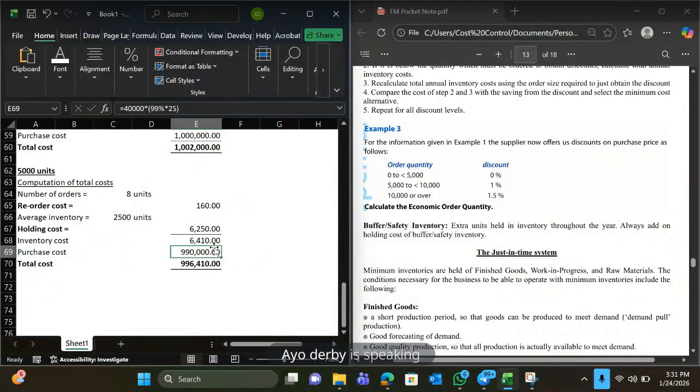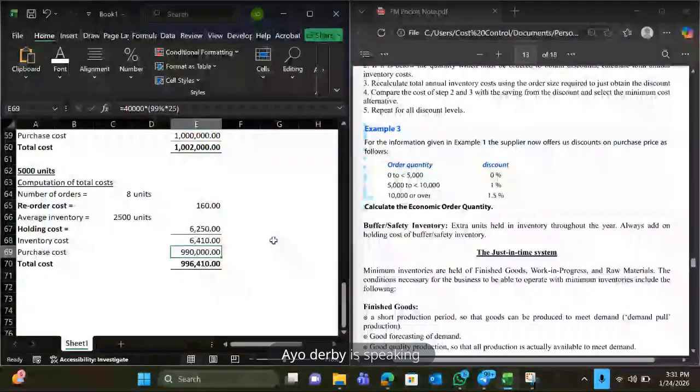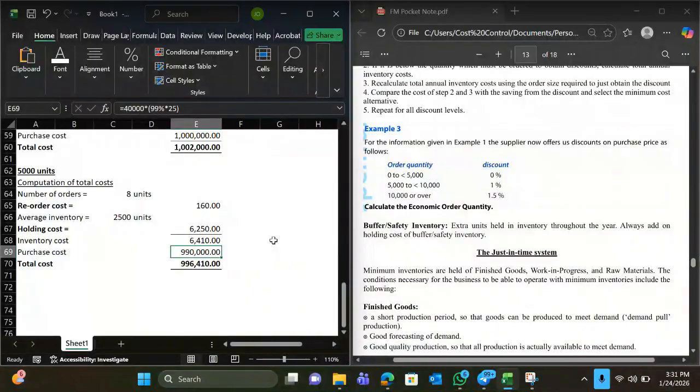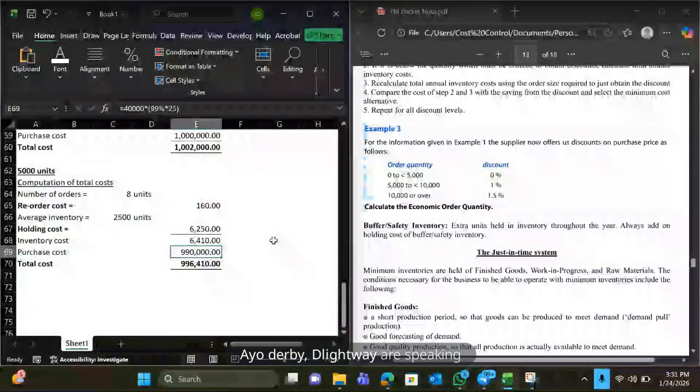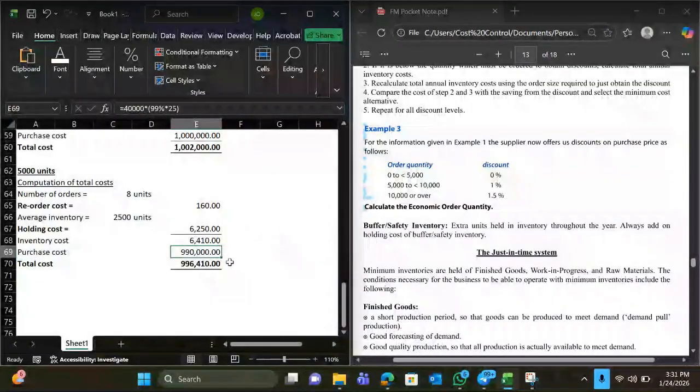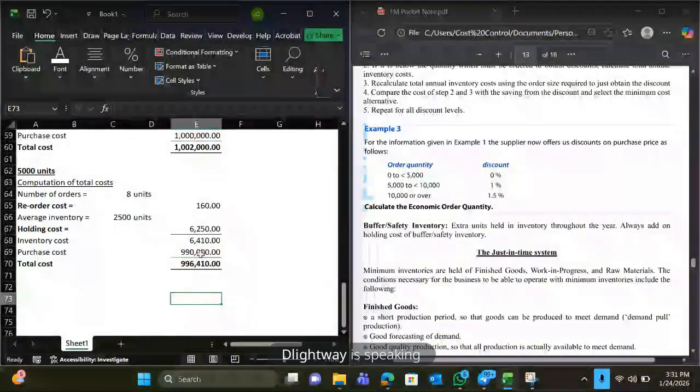Yes, we applied the discount that was given. A discount of 1% was given, so you take the 1% given. That's 100% minus 1%, so we are applying the 99% with the actual formula, which is annual demand multiplied by purchase price. Yes, I understand. Thank you. That's basically it. We've applied the discount to it.